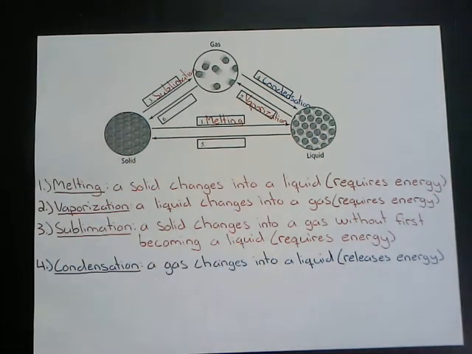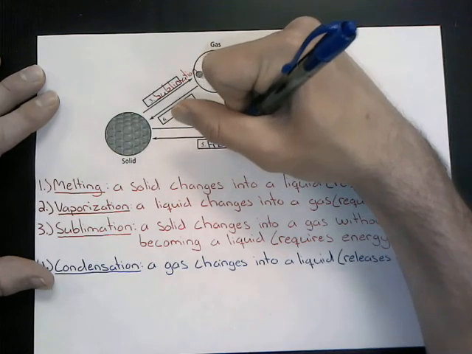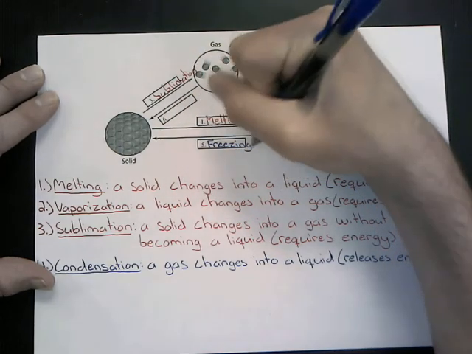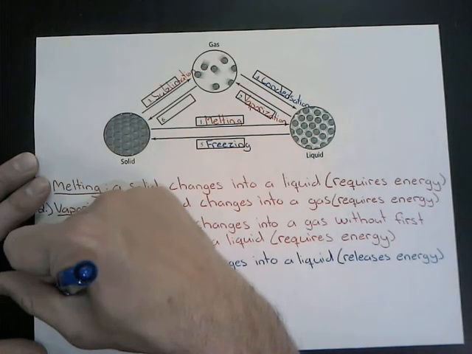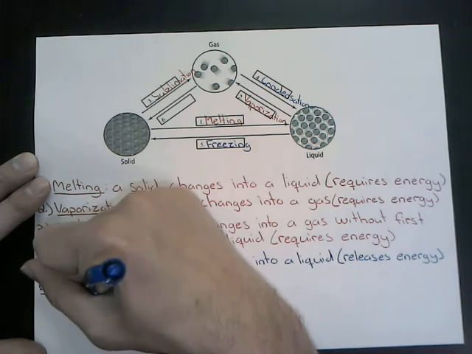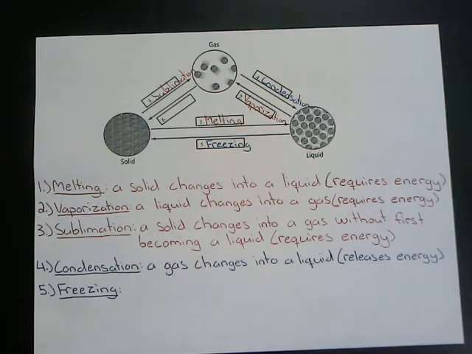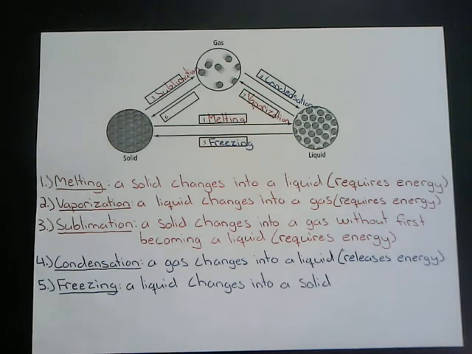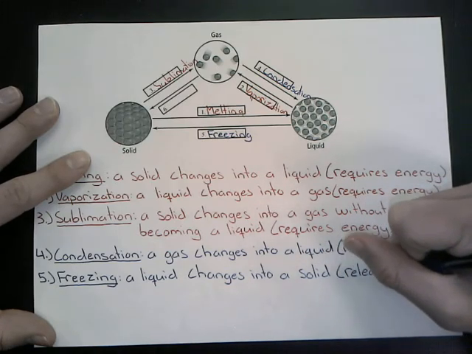Now we can move to process number 5, where a liquid is becoming a solid. We know this as freezing. Again, I'm going to put number 5 here as freezing. With freezing, we have a liquid changing into a solid, and this process of freezing is also going to release energy.